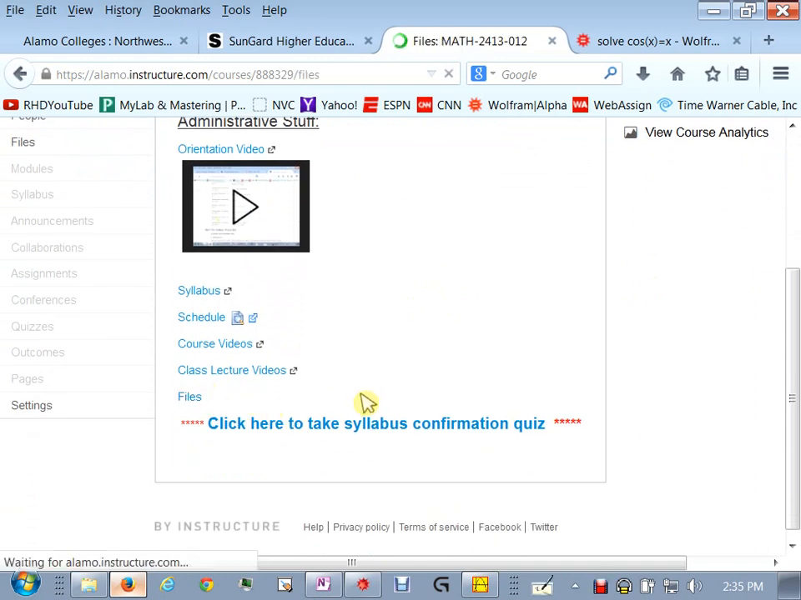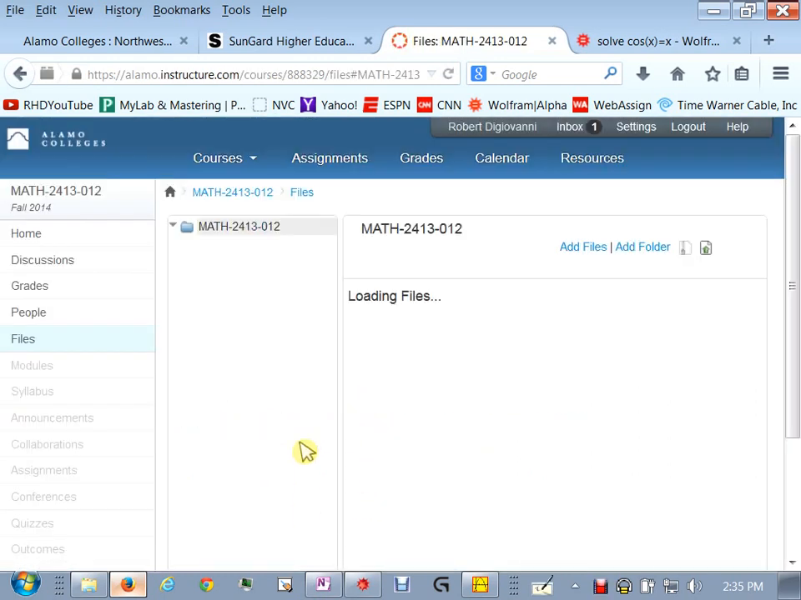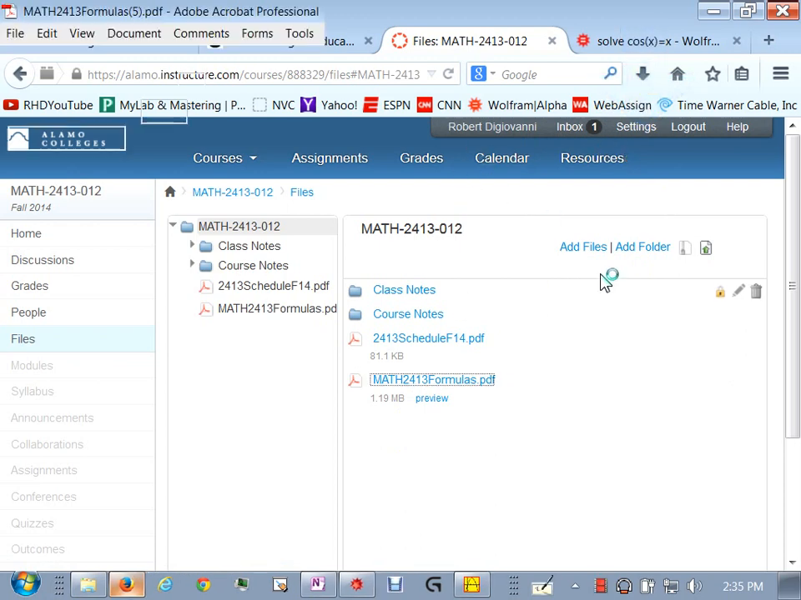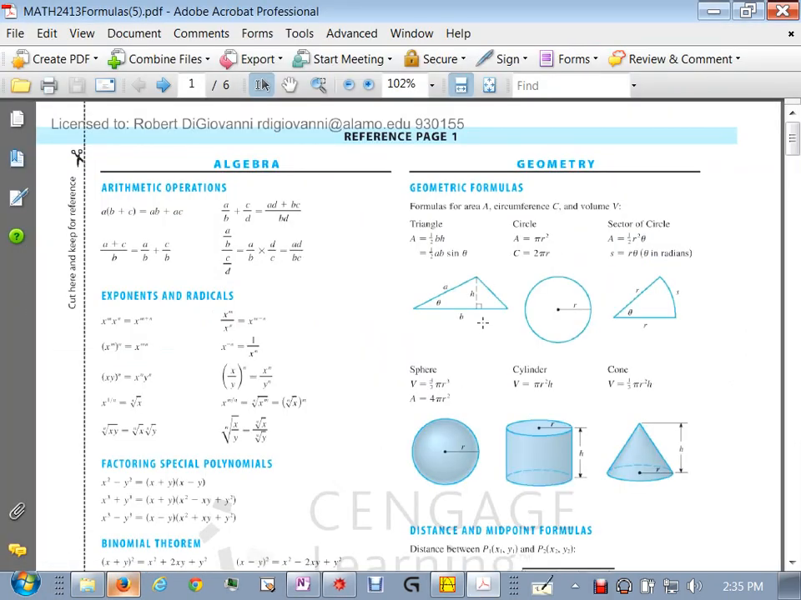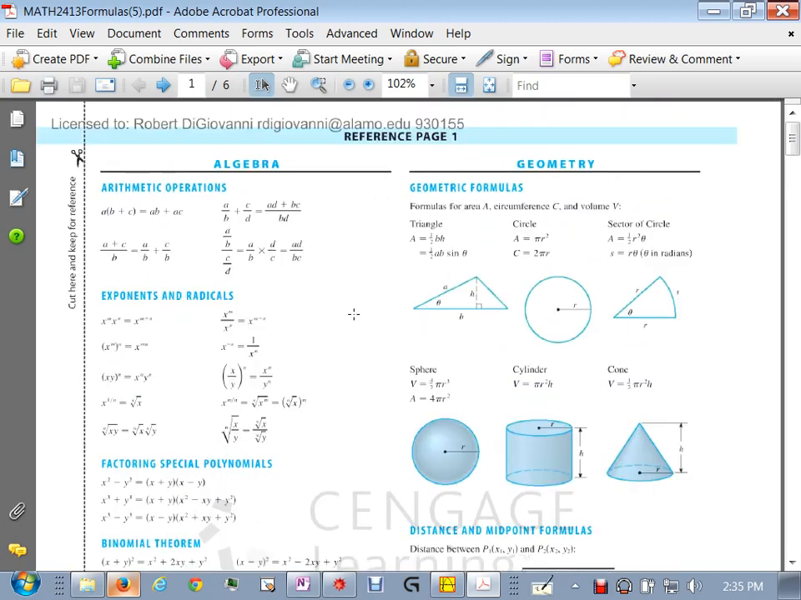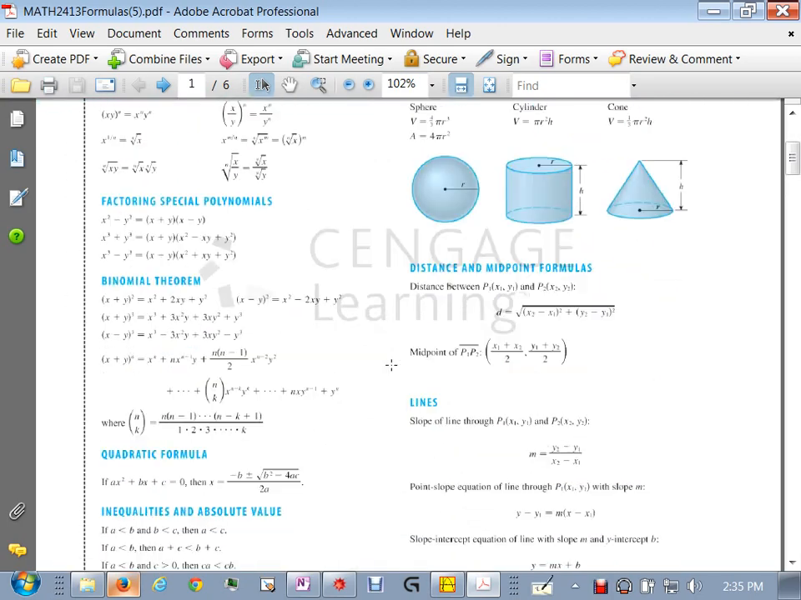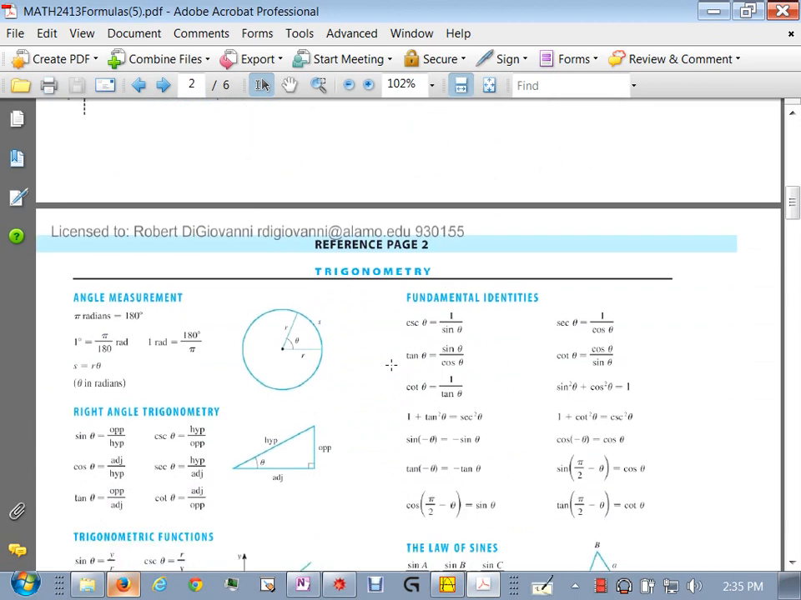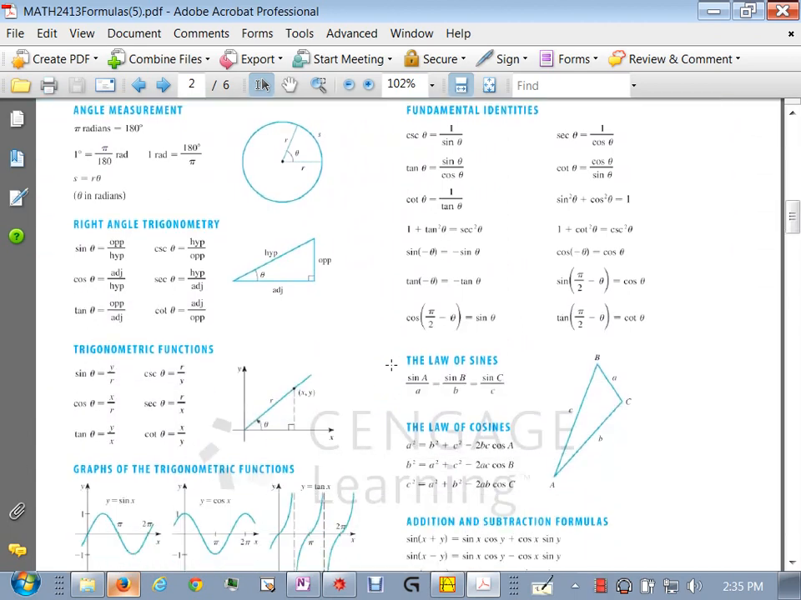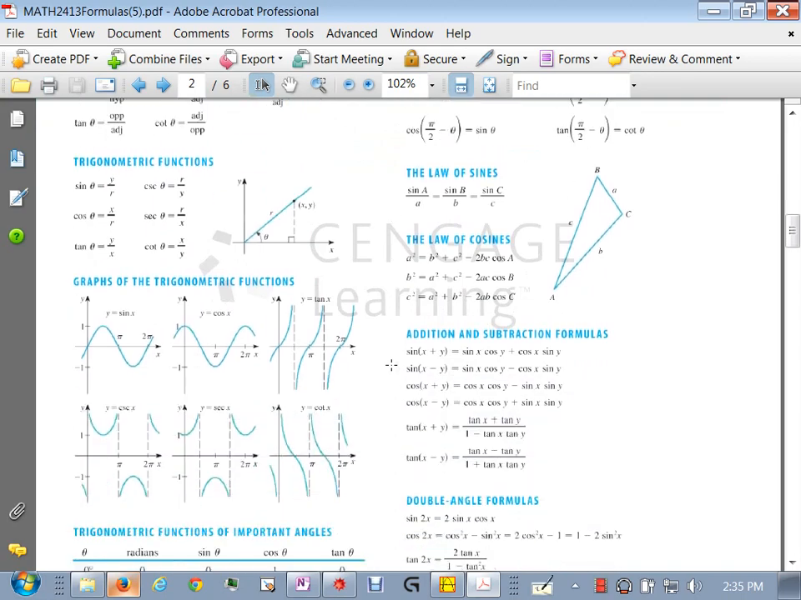Let me take a look at this real quick. We had a very heated debate, the math department again, on Friday about what students should be allowed to use and not use on tests. I think reference page 1 is fair game because it's all algebra, geometry stuff. That's okay to have.